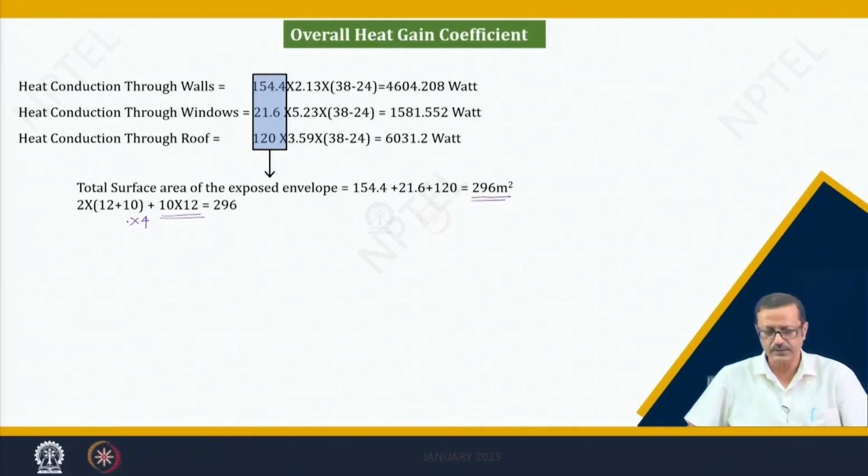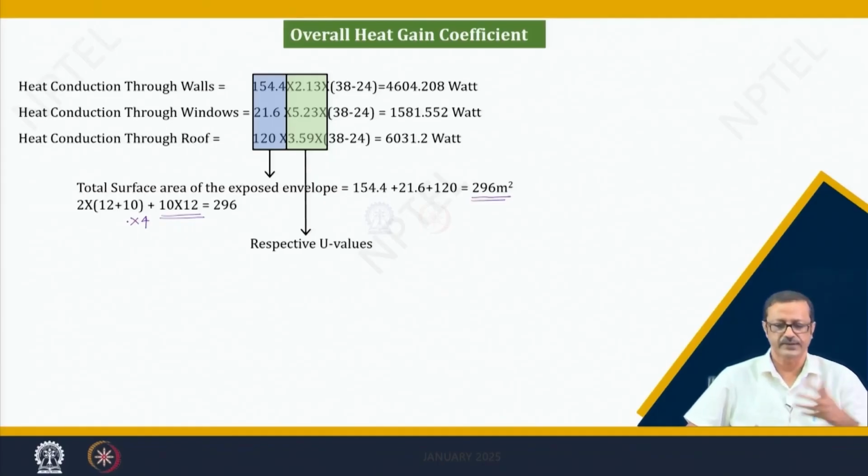Now, the next layer: these are the respective U values of the different portions of your envelope, that is 2.31 for the wall, 5.23 for the windows, and 3.59 for the roof.